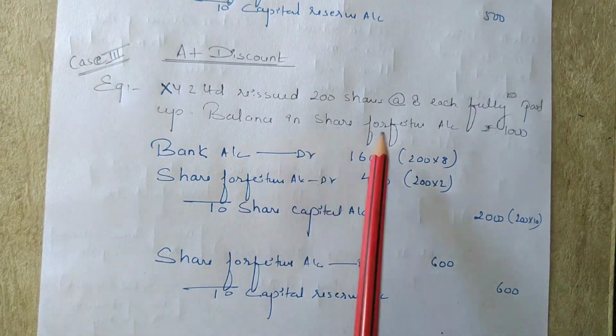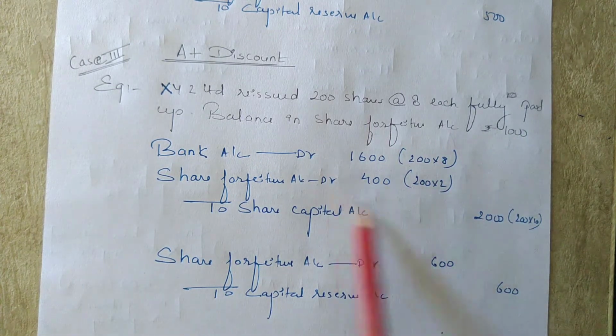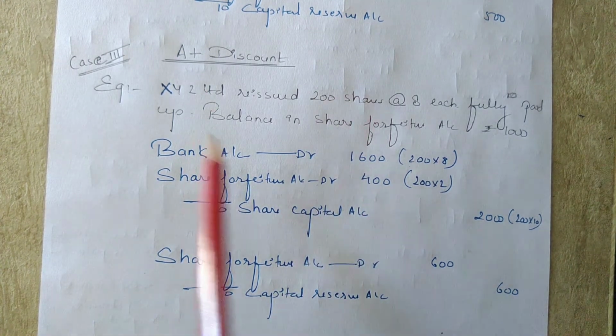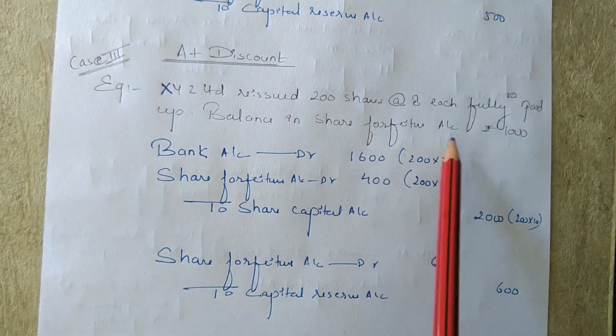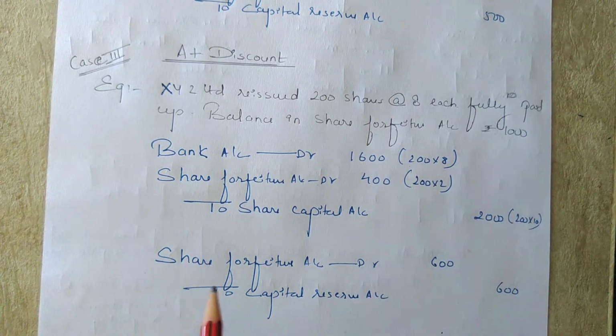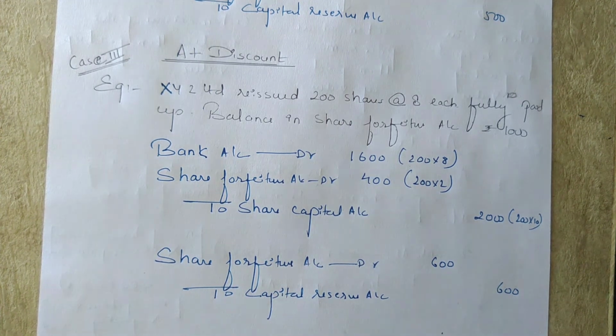Now the balance in share forfeiture account is rupees 1000, out of which 400 is the compensation to the loss borne by the company as it has reissued the shares at discount. So the remaining balance in share forfeiture account will be 1000 minus 400, that is 600. So the entry will be share forfeiture account debit to capital reserve, as the remaining balance will be transferred to capital reserve account, and the amount will be 600 and 600.